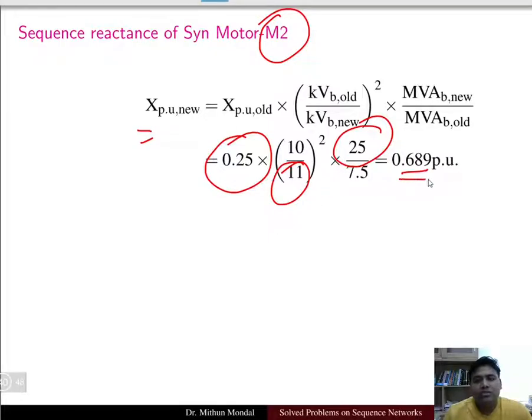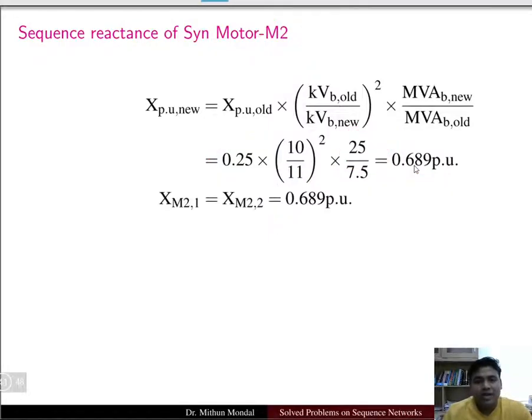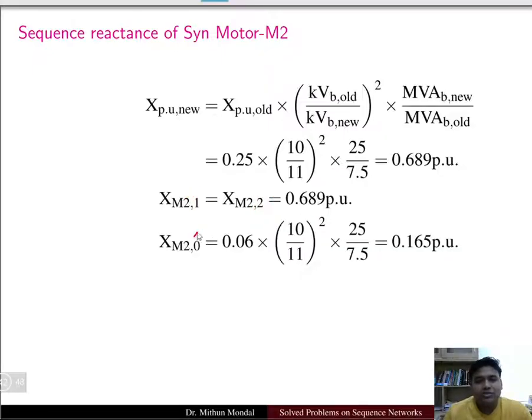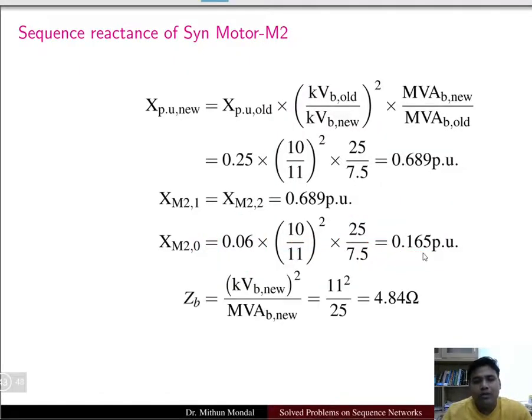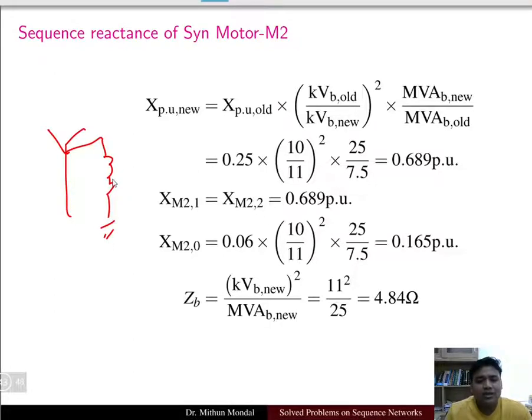So we are going to get 0.689 per unit, and hence the positive sequence and negative sequence reactance of motor M2 will be equal to 0.689, whereas the zero sequence reactance, depending upon the actual value, which is 0.006, and for the new power and new voltage we are going to get 0.165 per unit. Since the motor M2 has a reactance which is connected with the ground, we have to obtain the per unit of this reactance.